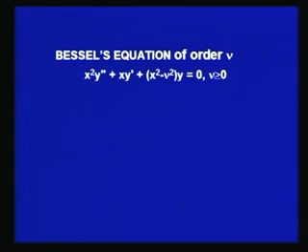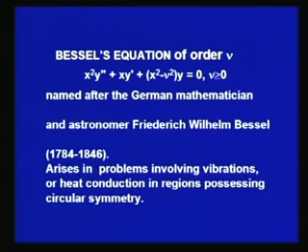Let us first define the Bessel's equation. A Bessel's equation of order nu is given by x square y double dash plus x y dash plus (x square minus nu square) into y equal to 0, where nu is greater than or equal to 0. This equation is so called after the German mathematician and astronomer Friedrich Wilhelm Bessel, from 1784 to 1846. Now, this differential equation arises in problems which involve vibrations or heat conduction in regions that possess circular symmetry.